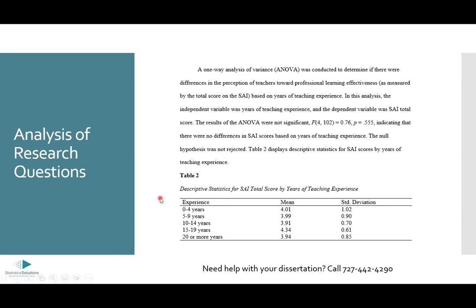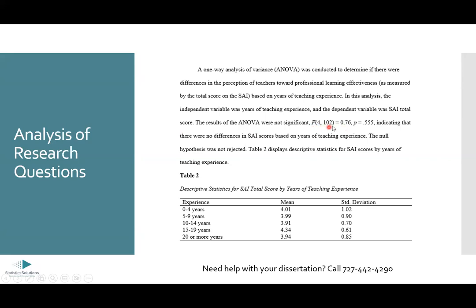So in the ANOVA, you'll notice we have more levels than the t-test. And in this case, the levels are teaching experience. So it's perceptions measured by the SAI based on years of teaching experience. Because of that, our independent variable is now years of teaching experience, and our dependent variable is the SAI total score again. So same dependent variable. In this case, they determined that the results of the ANOVA were not significant. So let's review this APA output here.